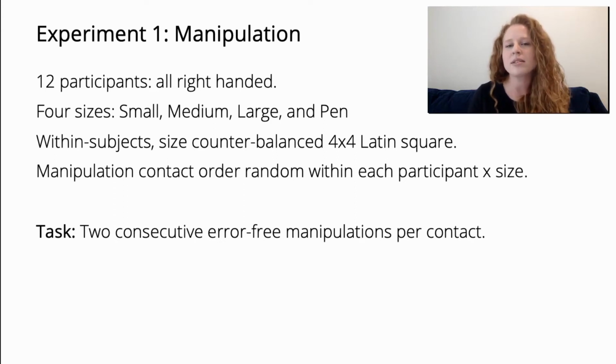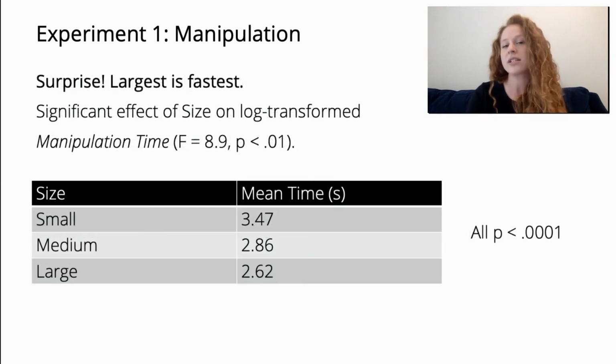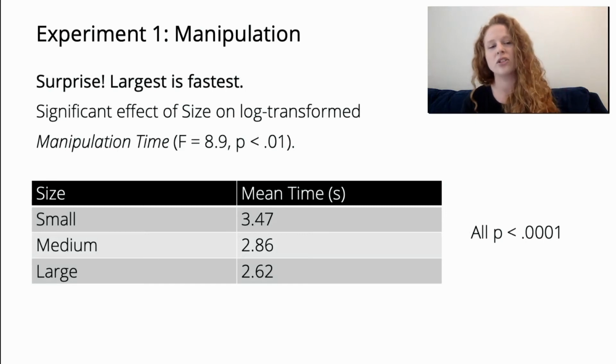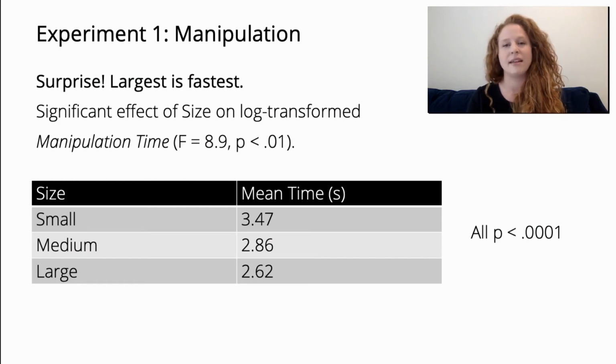So our hypothesis was that the smaller devices would be faster to manipulate, and this made sense because contacts on the smaller devices are closer together. So we were quite surprised when we found that the largest device size is fastest. So we found a significant main effect of size on log transform manipulation time, and post-hoc tests found all pairs of sizes to be significantly different from each other, with small being the slowest, then medium, then large being the fastest.